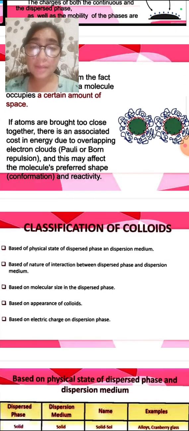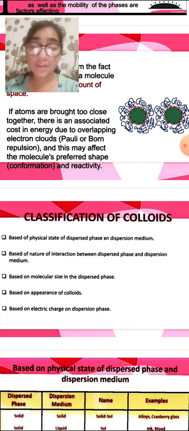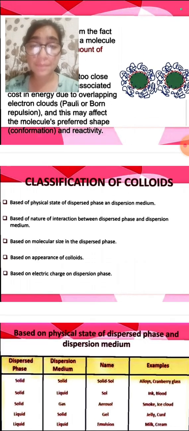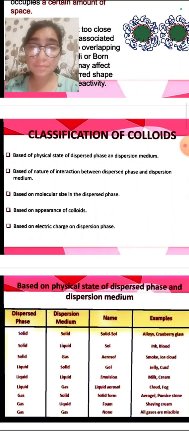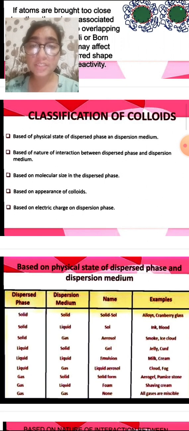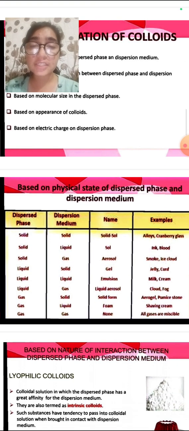Classification of colloids. Based on physical state, dispersed phase and dispersion medium. Based on nature of interaction between dispersed phase and dispersion medium. Based on molecular size in the dispersed phase. Based on the appearance of colloids. Based on the electric charges on the dispersed phase. Based on physical state: dispersed phase, dispersion medium, name and example.